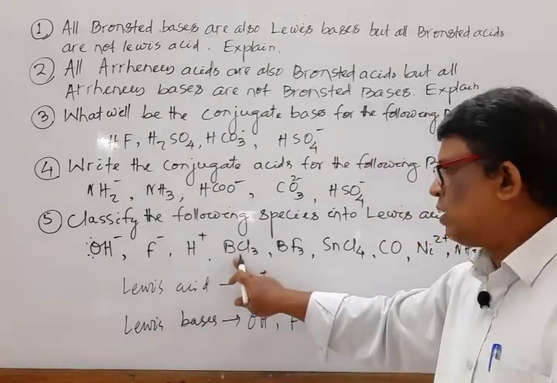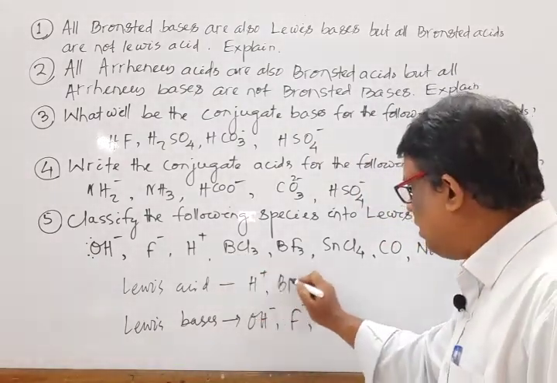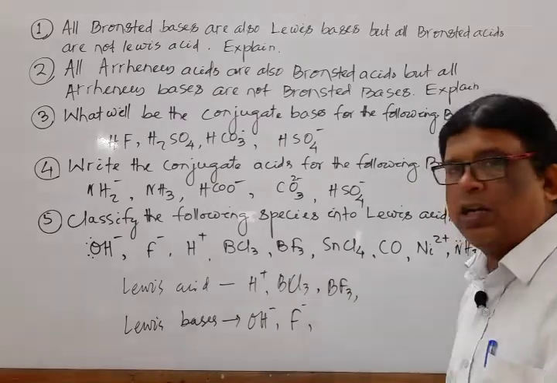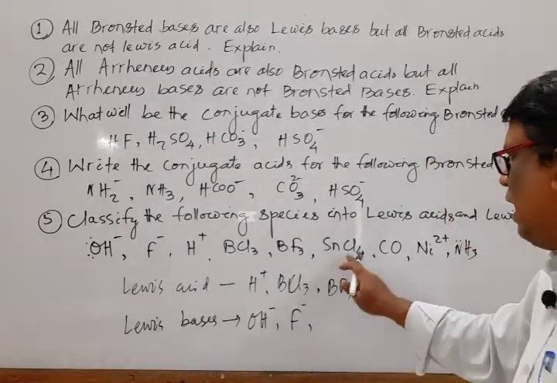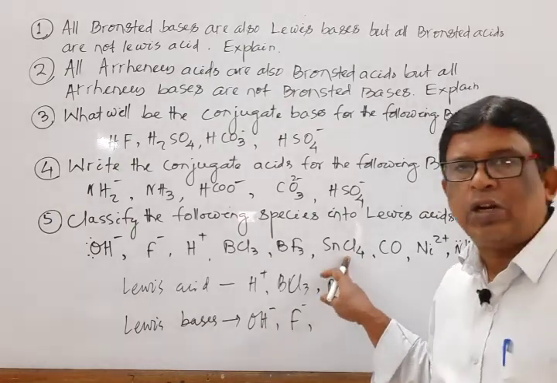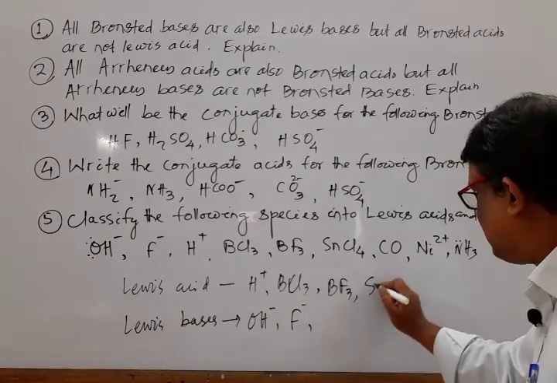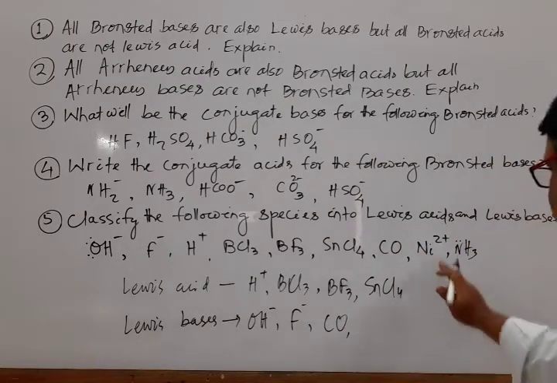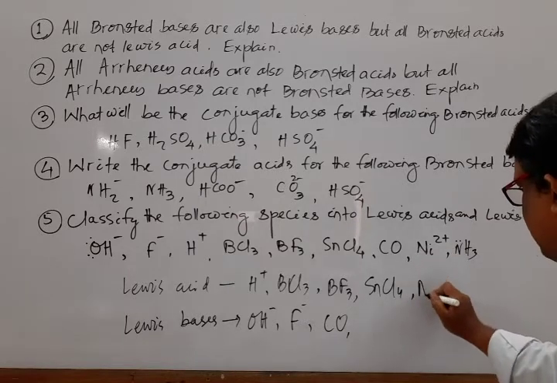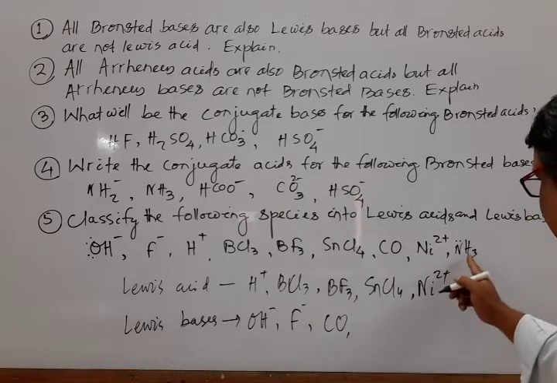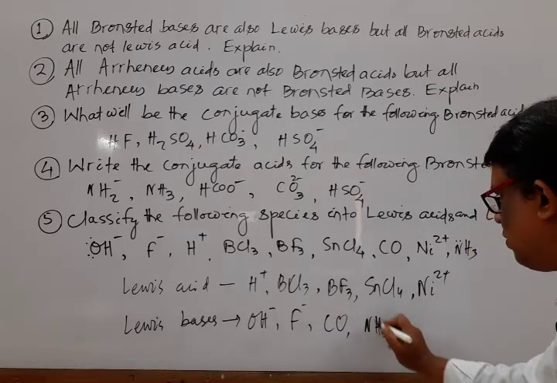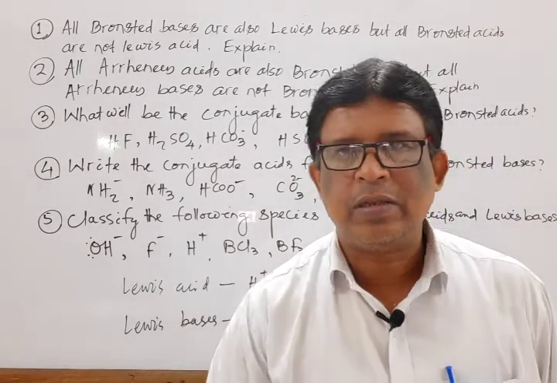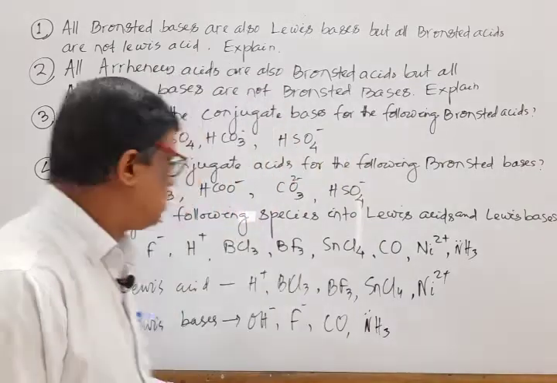BCl3 is a neutral molecule where the central atom is electron deficient, Lewis acid. BF3 is also a neutral molecule where the central atom is electron deficient, Lewis acid. SnCl4 is a molecule where the central atom possesses a vacant d orbital, electron deficient species. CO, multiple bonded, is an electron rich species, Lewis base. NH3, electron rich species, that is a Lewis base. These are the classifications of Lewis acids and Lewis bases. Okay, good. Move to the next one.